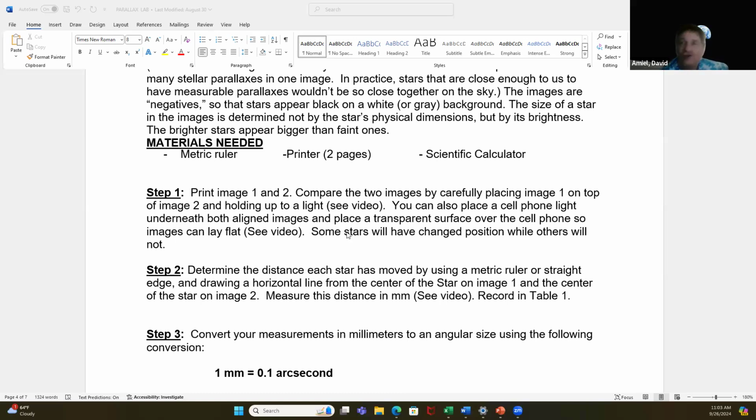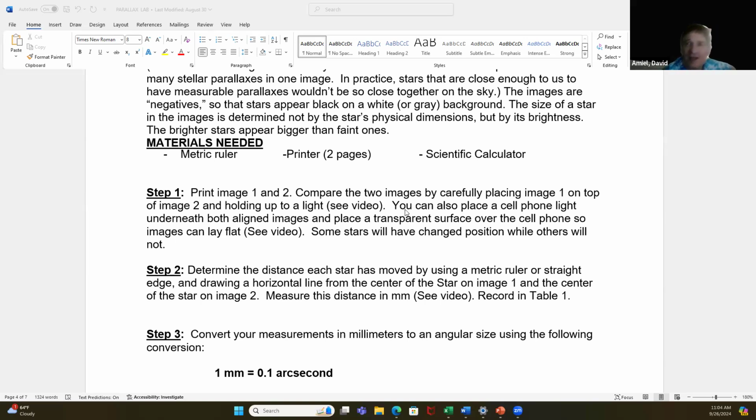Those stars that have shifted are parallactic. They will have a parallactic angle. Those stars that have not shifted are too far away to have a parallactic angle. That's why they didn't shift, because they stayed in the same position in two images three months apart.